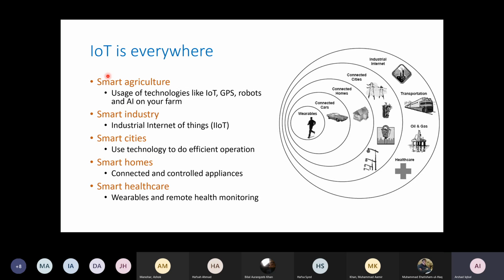Smart agriculture actually is the name given to the usage of technologies like IoT, GPS, robots, and AI on your farm to improve the products. Smart industry is the industrial internet of things, which provides connectivity and enhances the production of the industry. For smart cities, the aim is to use technology for efficient operation. Smart homes provide connected and controlled appliances, while smart healthcare provides wearables and remote health monitoring.